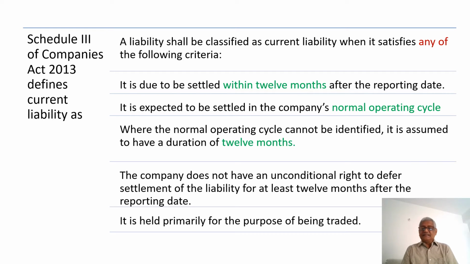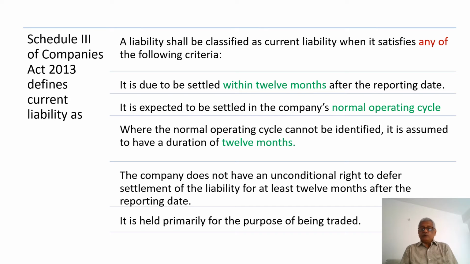Second, it is expected to be settled in the company's normal operating cycle. For the first time in the Companies Act 2013, what is meant by operating cycle is defined. Let us go to that a little later. If the operating cycle of a company is 3 months, anything which is to be settled within 3 months is a current liability. Suppose the operating cycle of a company is 9 months, any liability to be settled within a period of 9 months is a current liability.